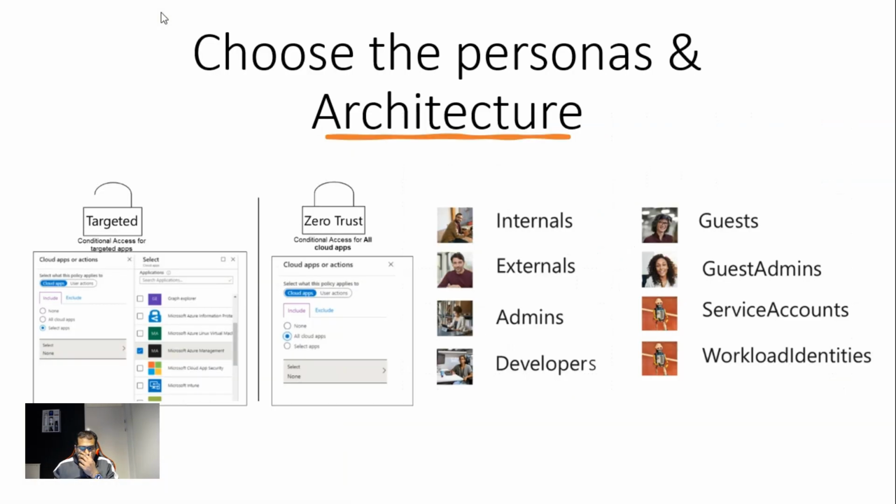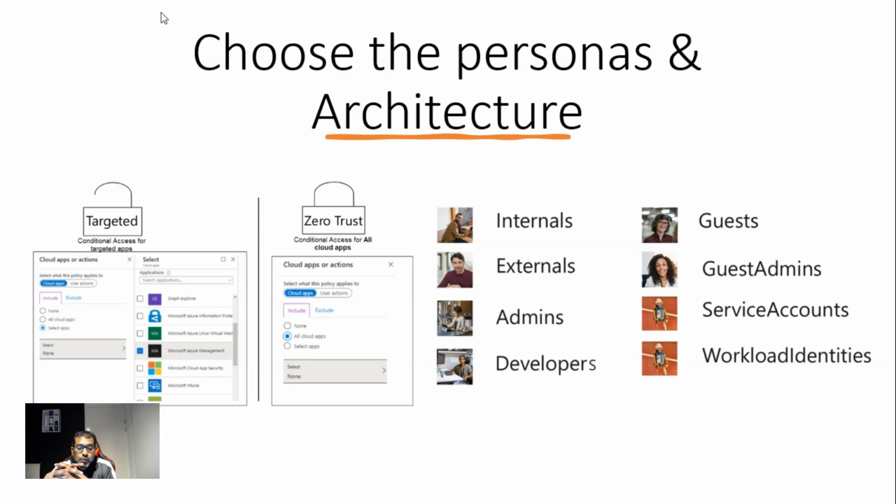Going further, I was talking about the personas and architecture. The first thing, when you're defining zero trust, is that I would always suggest starting with a selected list of users and a selected list of applications.